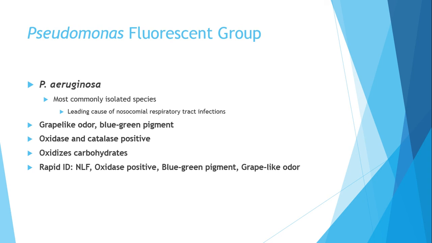So there is a rapid ID. We talked about rapid identification of E. coli last week in lab, right? So we can rapidly identify Pseudomonas without having to do all these confirmatory tests. If it's a non-lactose fermenter with a blue-green pigment and a grape-like odor and it's oxidase positive, it's Pseudomonas aeruginosa. So definitely know this colony morphology and the oxidase reaction.